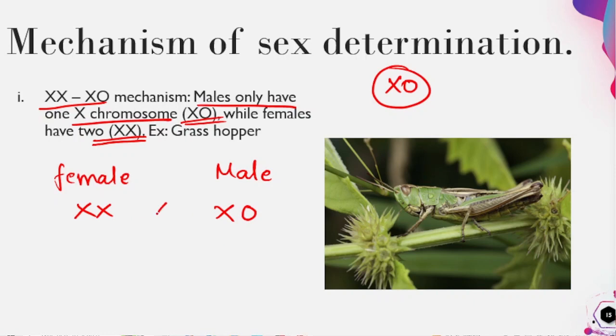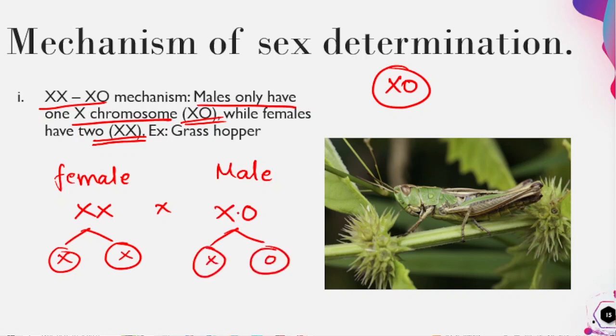When you cross this, what happens? Here an X chromosome is going to be produced, and here an X chromosome and another one with no chromosome is going to be produced. When these two fuse, you will get XX. When these two fuse, you will get XO, right? XO.